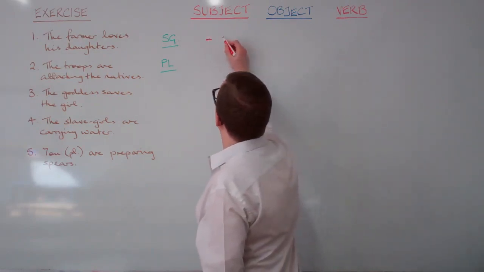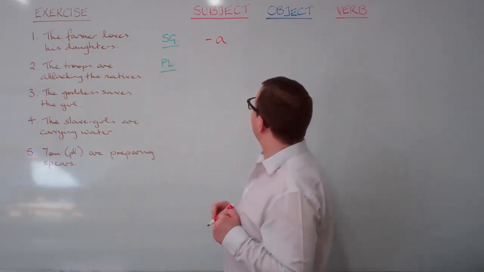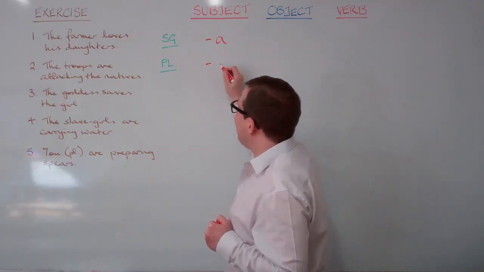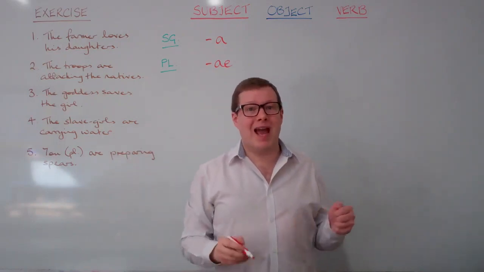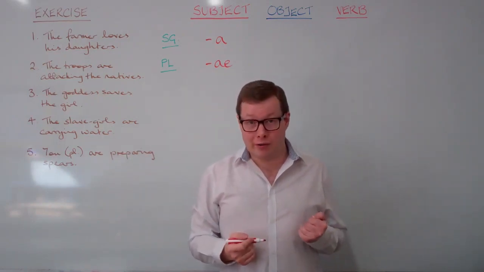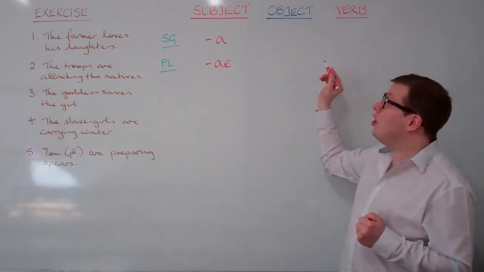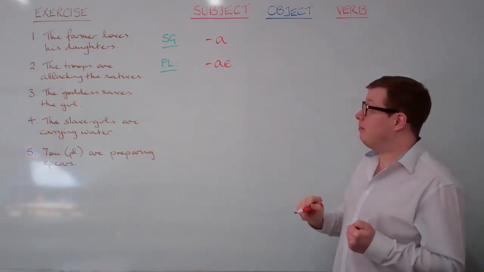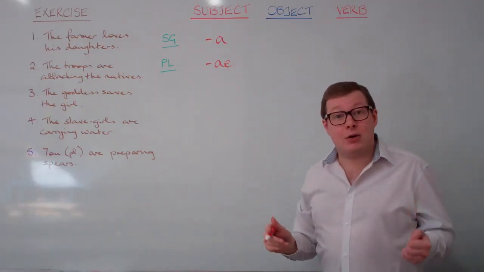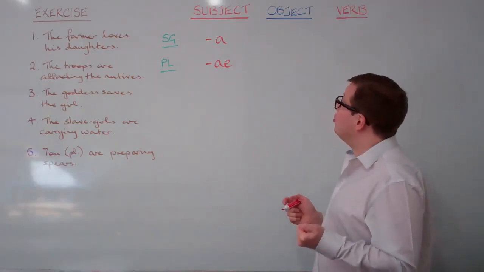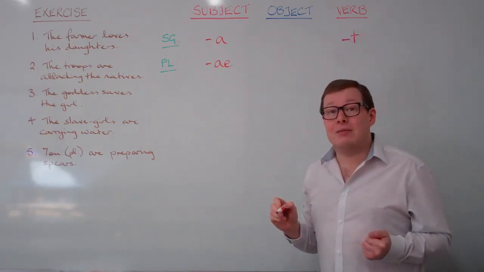In the singular, the ending is a, so the farmer here will end in an a, agricola, and the plural ending is ae. So the slave girls there in number 4 will be ancillae, because there's more than one of them. The verb of the sentence then has to agree with the subject. If the subject is singular, like the farmer in number 1, he or she or it is the person that's doing the action. So the verb will have the he, she, it ending, t.